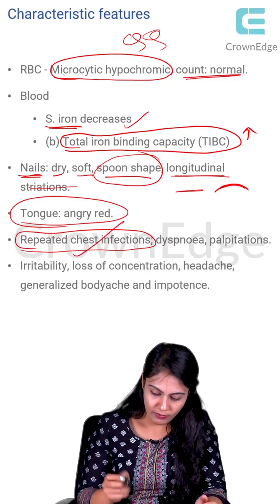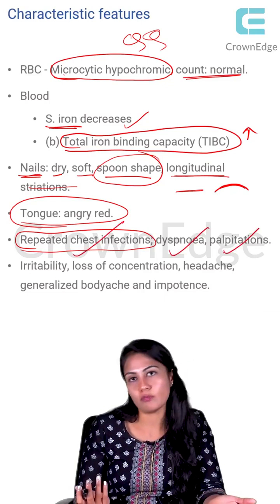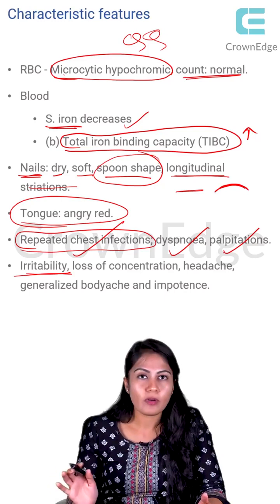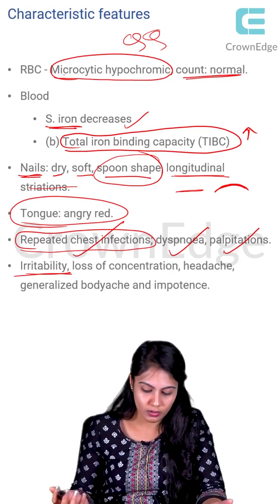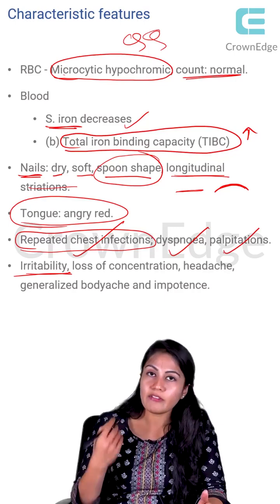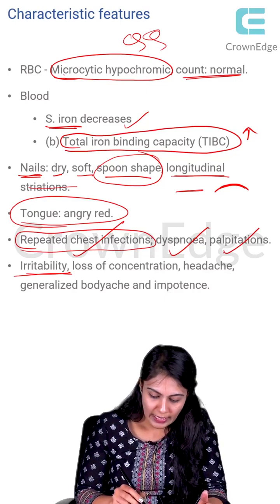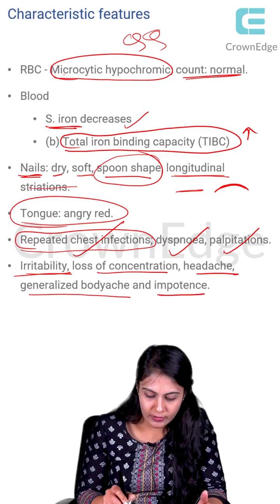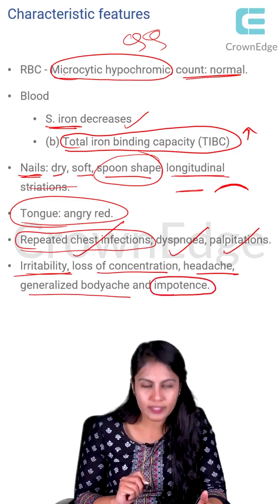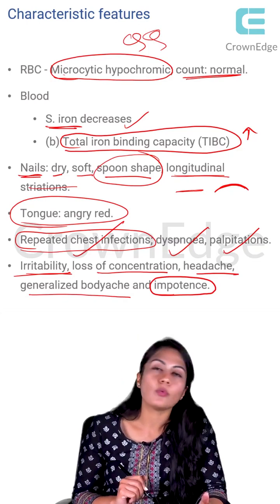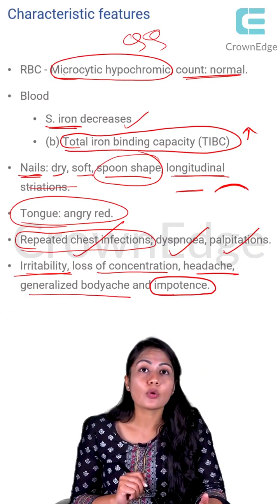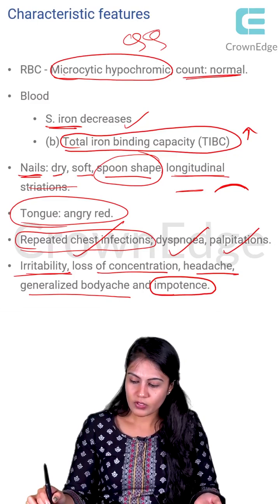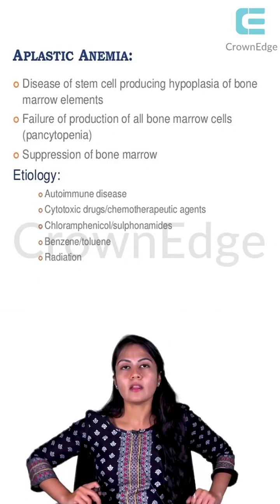So chest infection will be there, dyspnea and palpitation will be there. The irritability, because lots of functions are hampered, the RBCs are not normal, and oxygen delivery to the tissues is not normal. So irritability, loss of concentration, headache and generalized body ache. And in the reproductive system, male and female are going to see impotence if it is chronic for a longer duration, right? So these are the features which are very common and can be seen in iron deficiency anemia, right?